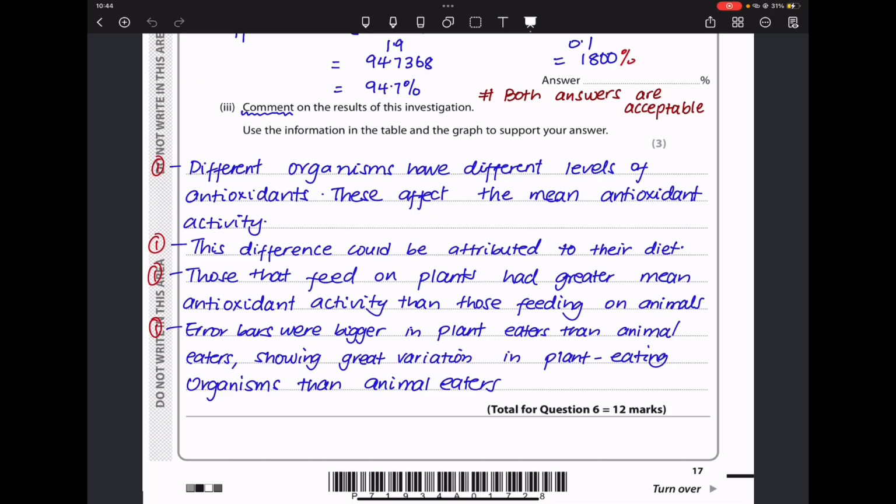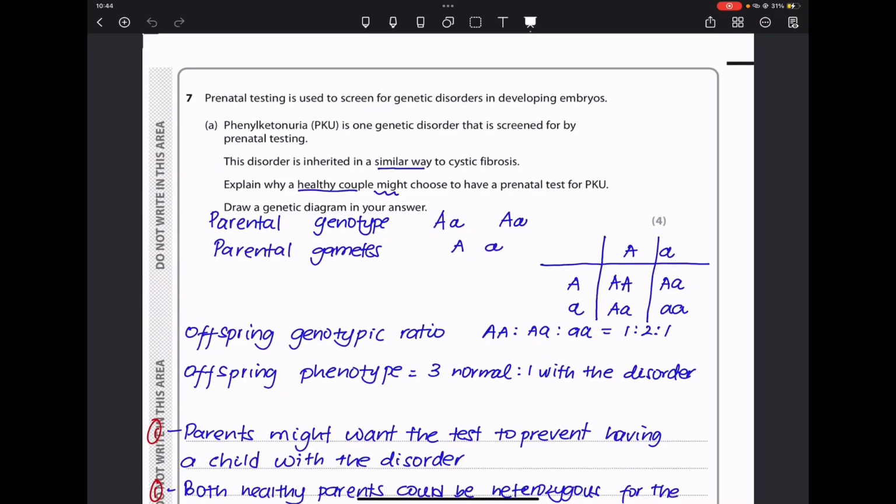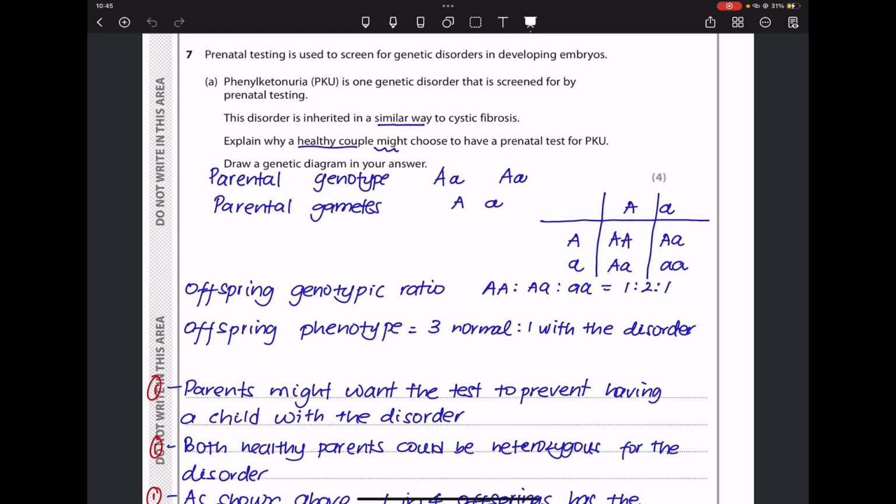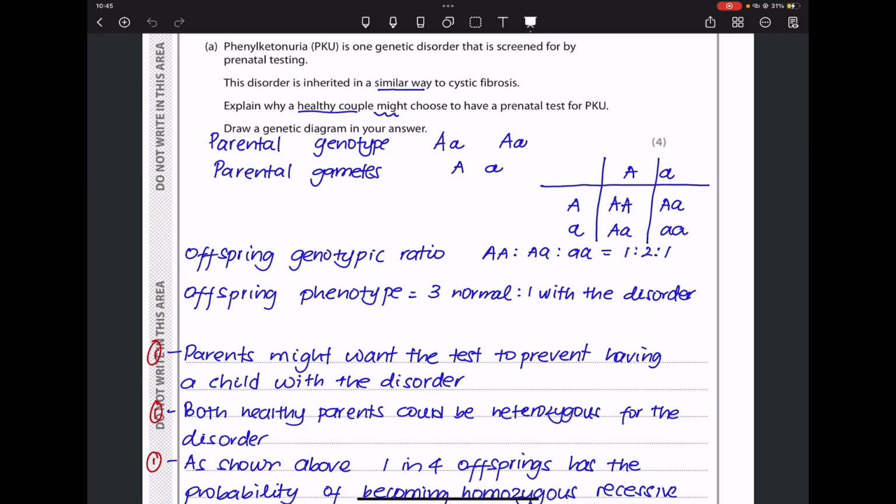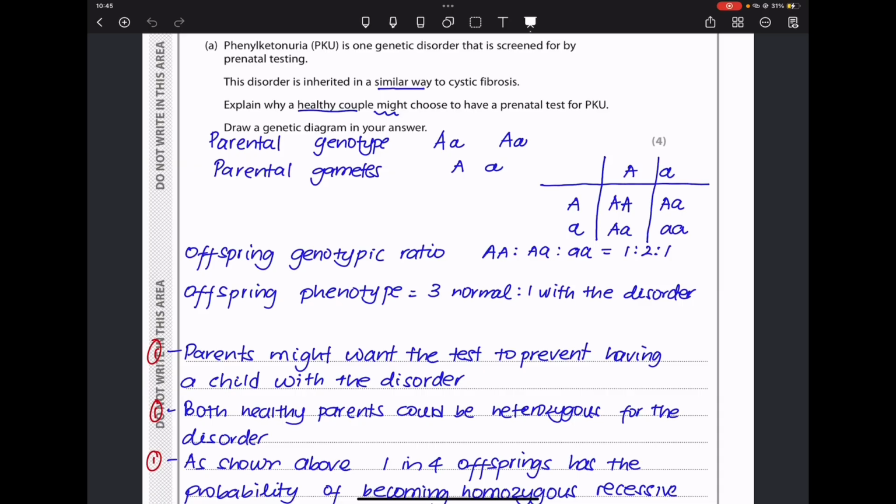So this brings us to the end of question 6. Let's continue to question 7. Question 7, prenatal testing is used to screen for genetic disorders in developing embryos. Phenylketonuria, PKU, is one genetic disorder that is screened for by prenatal testing. This disorder is inherited in a similar way to cystic fibrosis. Explain why a healthy couple might choose to have a prenatal test for PKU. They want you to draw a genetic diagram in your answer.